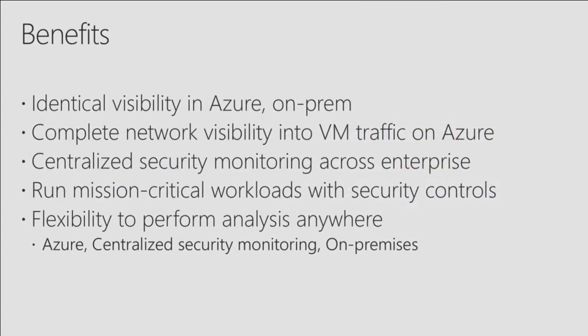The quick benefits: identical visibility in Azure as well as in on-premises, complete network visibility for all the workloads and VM traffic in Azure, centralized monitoring, so if you have a SecOps team that is invested heavily in tools, you get the flexibility to make the decision of the tools. We work with 100+ eco partners, including some here. Again, if you want to run mission-critical workloads as you move in your digital transformation, you're running mission-critical workloads with security controls. Then again, for the performance analysis anywhere, on premises, in the cloud, doesn't matter.